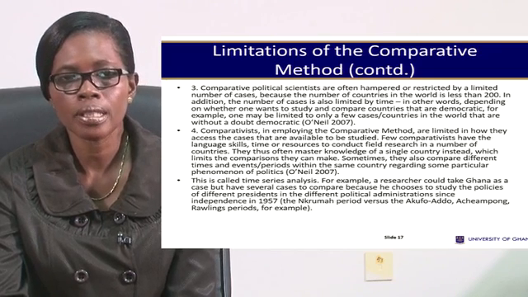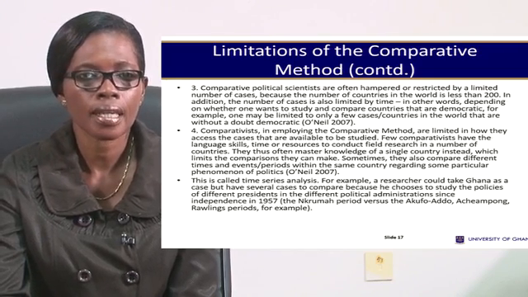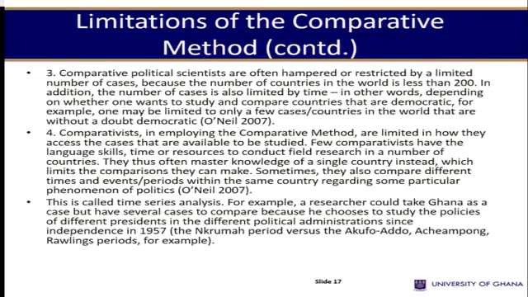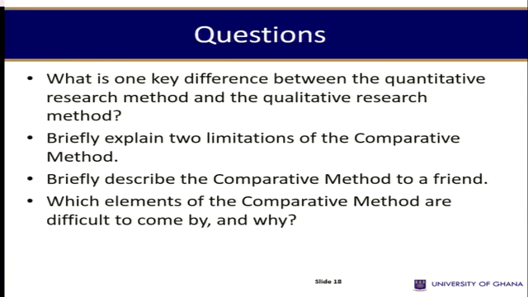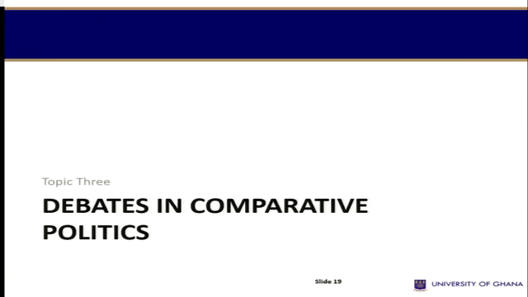For example, a researcher could take Ghana as a case, but have several cases to compare because he or she chooses to study the policies of different presidents in the different political administrations since independence in 1957. So, for example, the Nkrumah period versus the Akufo-Addo, Achampon, Rawlings periods. Here are some questions you definitely need to try your hands at and discuss amongst yourselves.